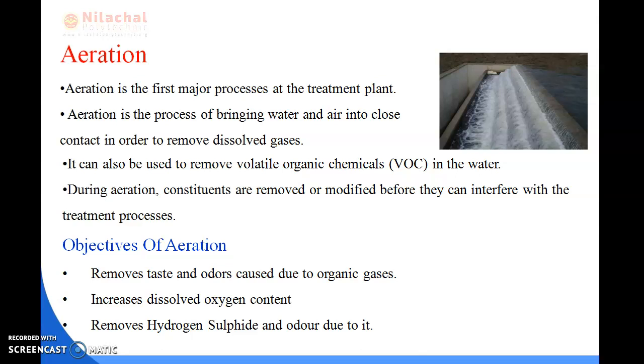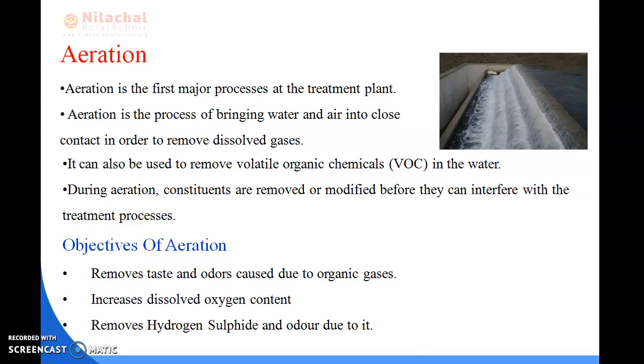So we can say that aeration is a process of bringing water and air into close contact in order to remove the dissolved gases. It can also be used to remove the volatile organic chemicals in the water. And during aeration, the constituents are removed or modified before they can interfere with the treatment processes. This is known as aeration. And next we will be reading about what the objectives of aeration are.